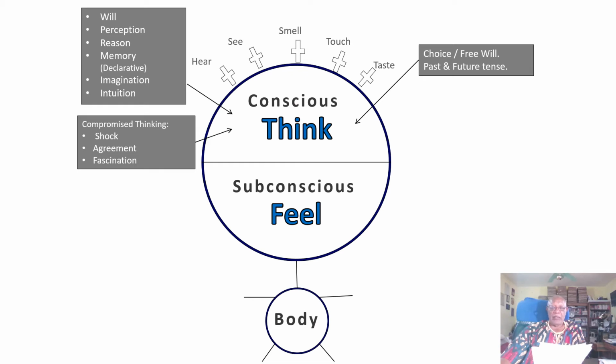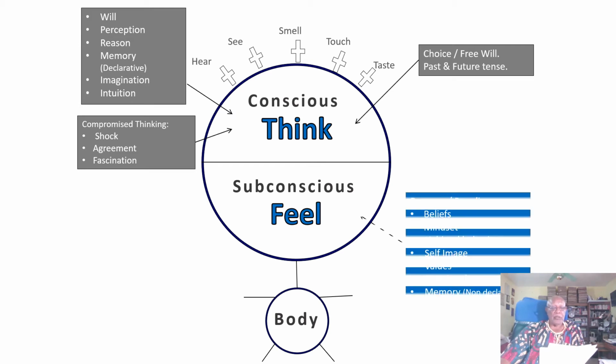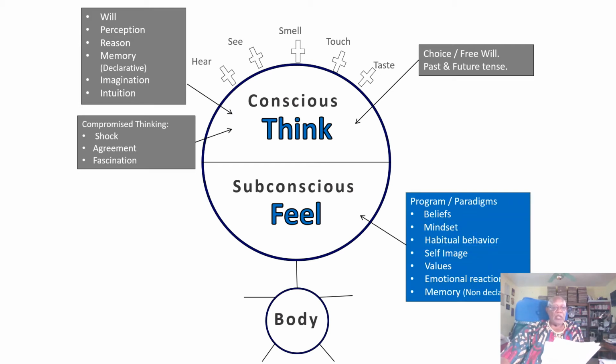The subconscious mind represents our feelings and emotion. It is governed by programs or paradigms, which are belief, mindset, habitual behavior, self-image, or values, emotional reaction to things, and what is referred to as the implicit memory, things that you know that manifest themselves by doing. Example, knowing how to ride a bicycle, learning to walk, etc.